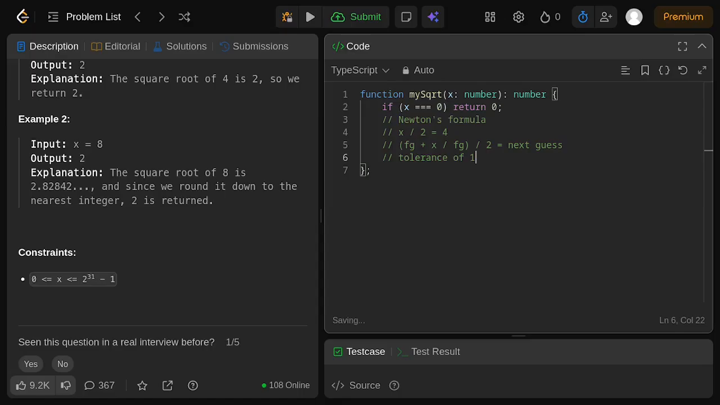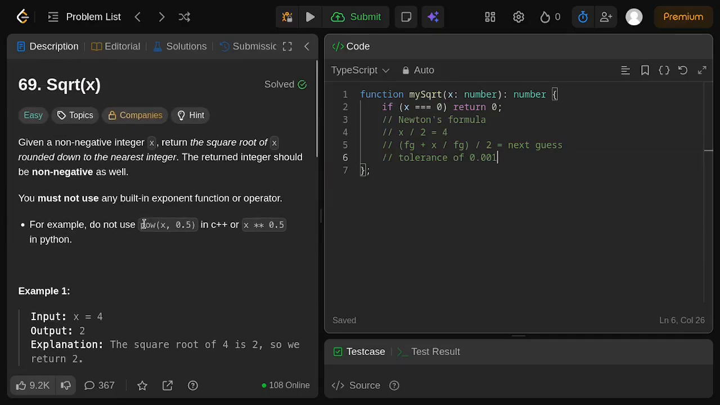We can use a more precise tolerance by declaring something other than 1. We can declare 0.1 or 0.01 to be more precise, and that way we can get the exact value of the square root without depending on the square root formula or using the power of 0.5.